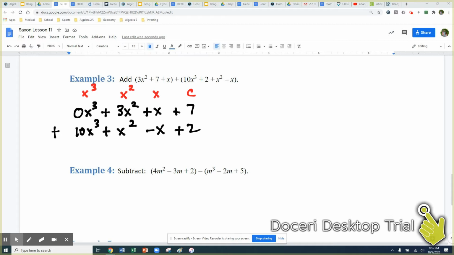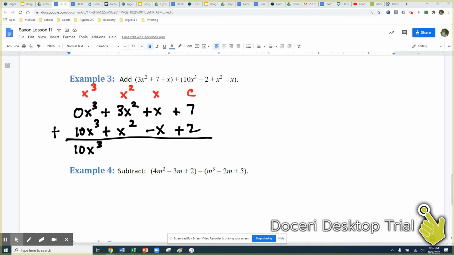Now it's easy. All we're doing is looking at the numbers. We don't even need to worry about the variables. So the variables will work their way through. We're going to have an x to the third, an x squared term, an x term, and then a constant term. All we're doing is adding now the numbers, which are called the coefficients. So you're doing 0 plus 10. That's 10. So we got 10x to the third.